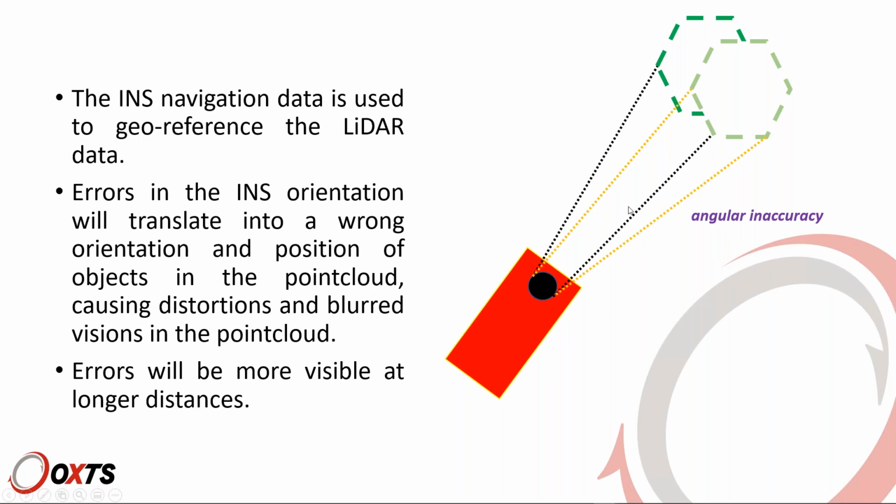Again, the sketch on the right, the idea is that you are scanning the same object, but because of angular inaccuracy, it will be placed in slightly different positions when surveyed by the LiDAR and getting the reference data from the INS. And an important aspect to mention is that with all angular inaccuracies, and obviously orientation is one of them, the errors will be more visible the longer the distance from target is. Distance will amplify the error that you get from an inaccurate orientation.